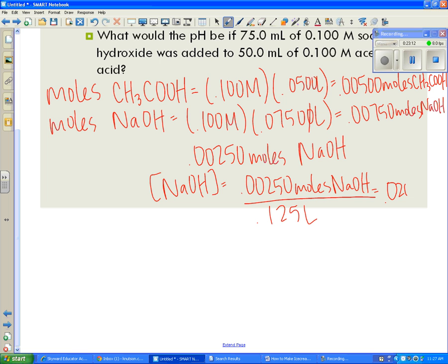This is 0.0200 molar. If that's the concentration of the base that's extra in the solution, what's the concentration of the hydroxide ion in the solution? Is this a strong base or a weak base? Strong base. So Emily, you said that the concentration of hydroxide ion should be the same, 0.0200 molar. I'm guessing you did it for a weak base. So strong base, so the hydroxide ion concentration is the same.